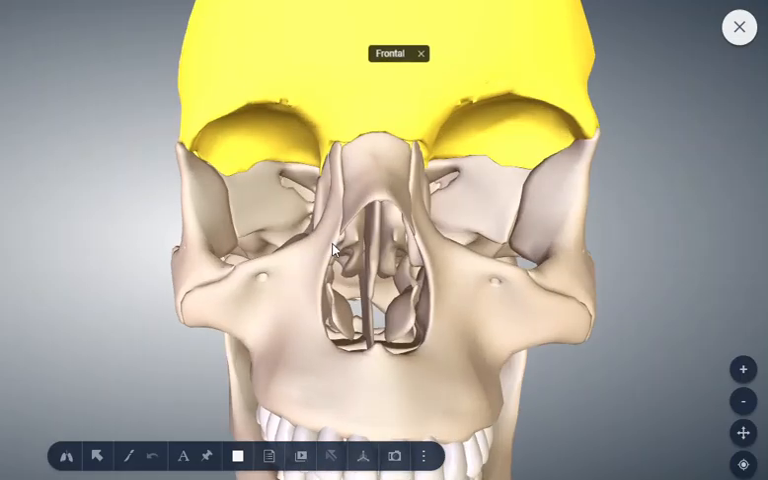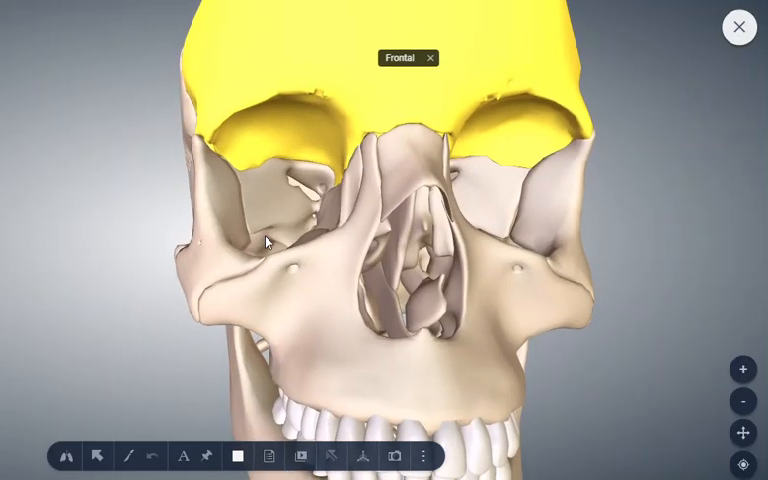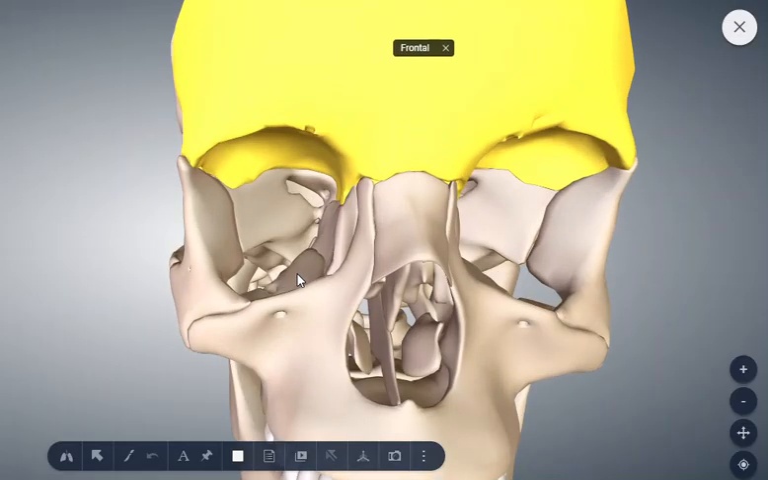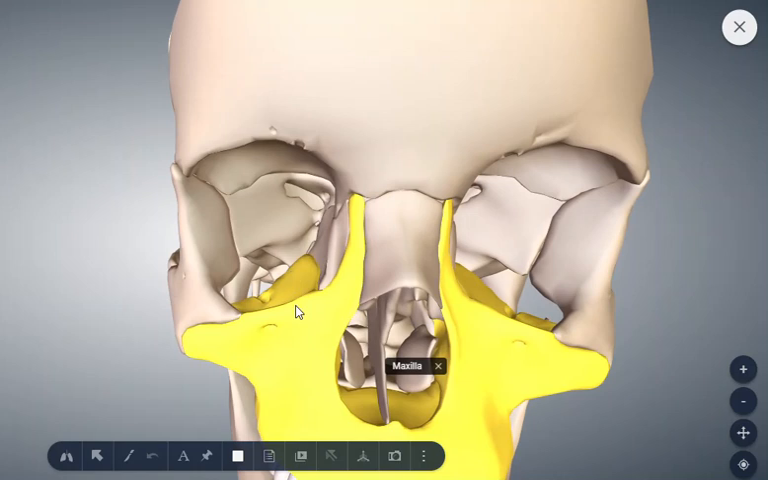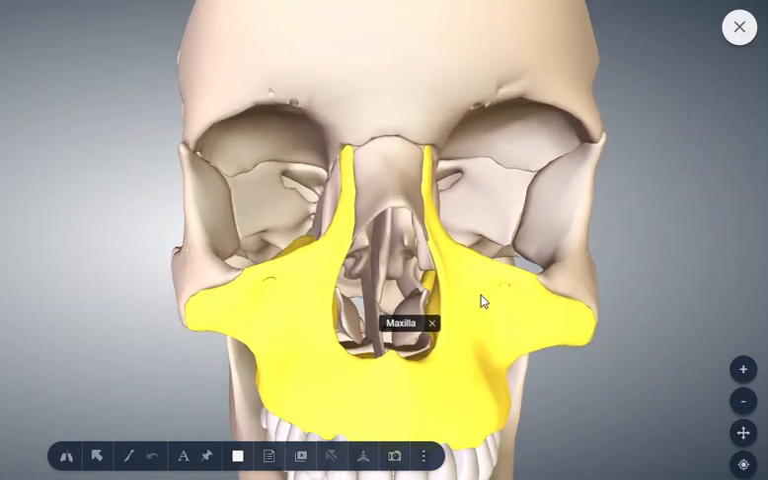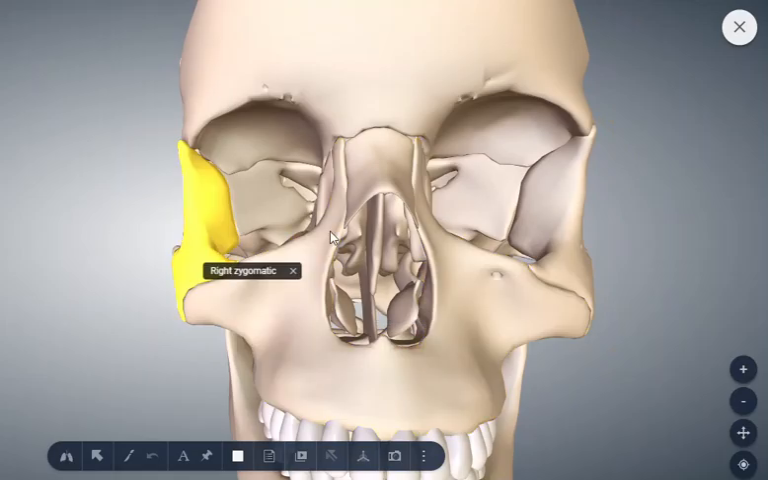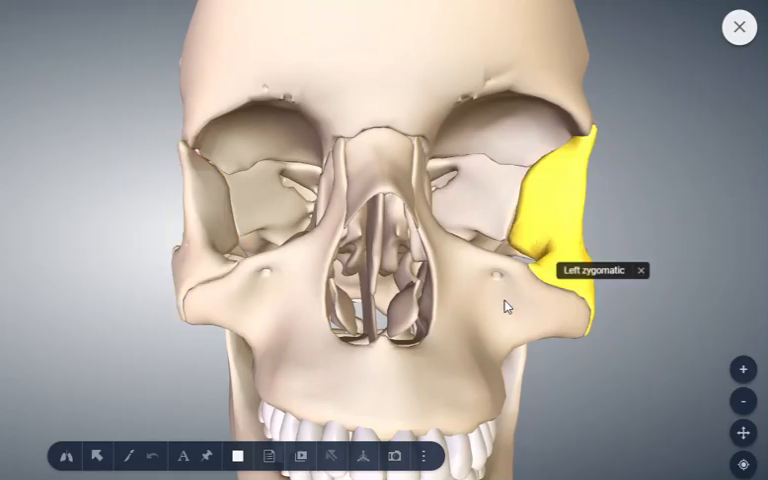And yes, the roof of the orbit is conformed by this concave structure of the frontal bone. And the floor is conformed by this inward projection of the maxillary bone. And the external walls of these orbits are conformed by the right and the left zygomatic bone respectively.